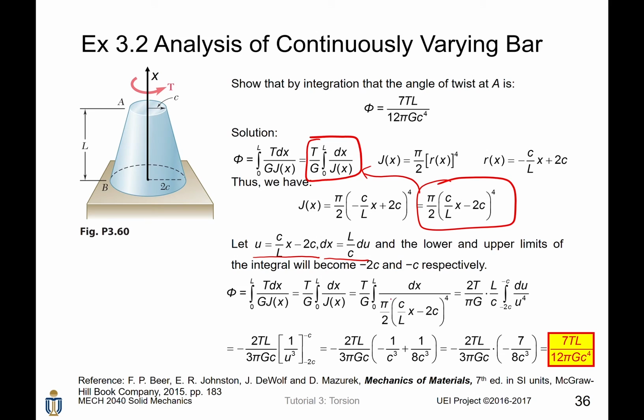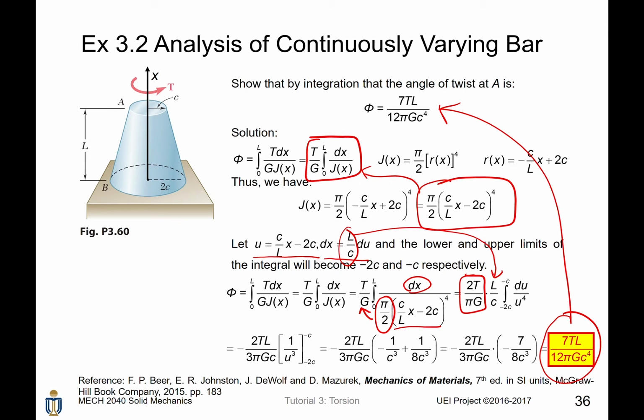Now we put our Jx into it and we take this constant out to get something like this. Also, since dx equals L divided by c du, there is an L divided by c occurring here, then the whole bracket becomes u, and the integral becomes du divided by u to the power 4 from minus 2c to minus c. Consequently, keep doing this integration, and you will find the final answer to be exactly the same, as verified. So it is left for you to read.